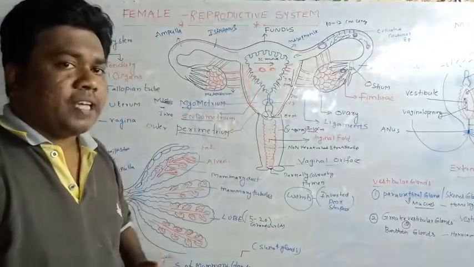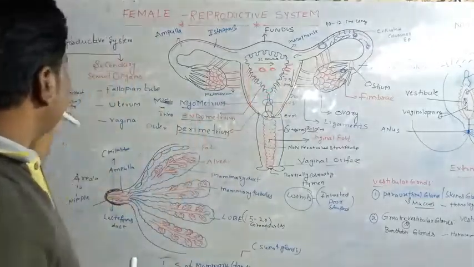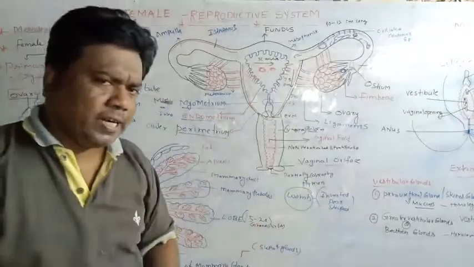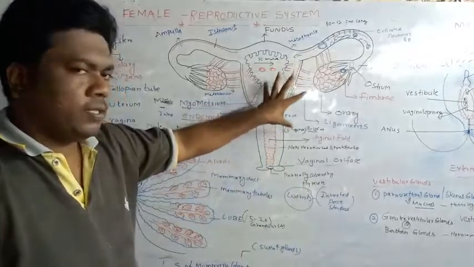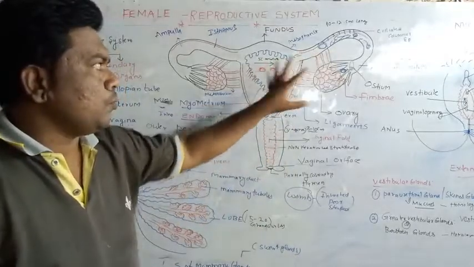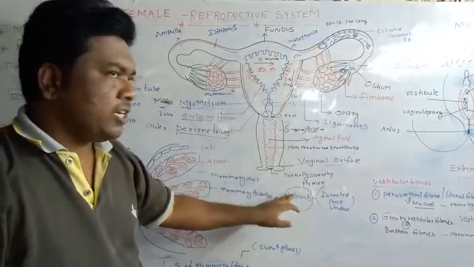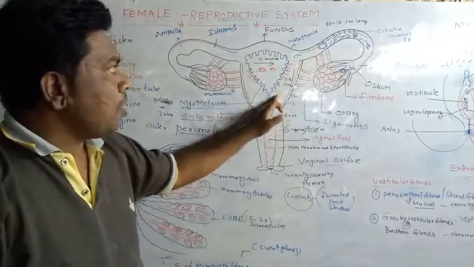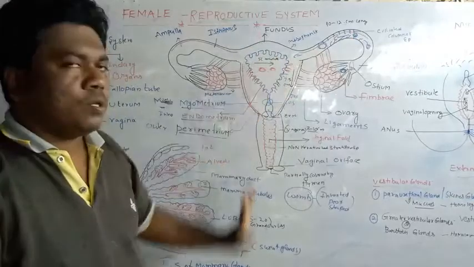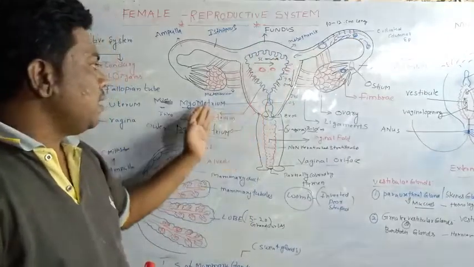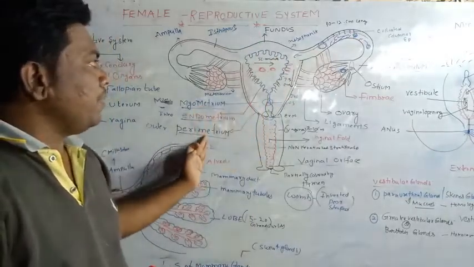What have we studied so far? First of all, the primary sexual organ, the ovary, is completed. After the ovary, we have discussed the uterus and fallopian tube. The uterus is an inverted pear-shaped structure, also known as the womb. It is about 7.5 centimeters long and 5 centimeters wide. It has 3 layers: myometrium, endometrium, perimetrium.